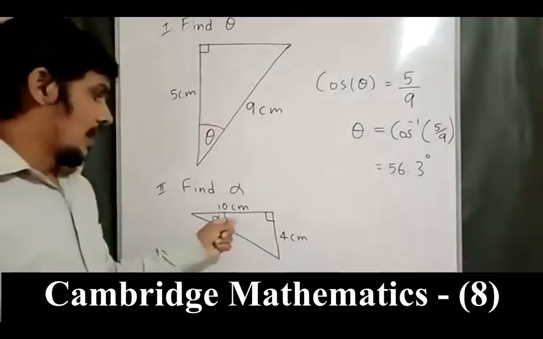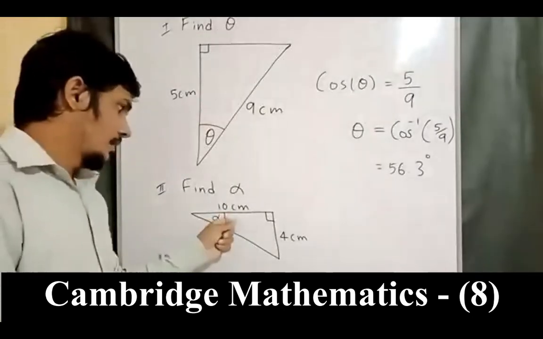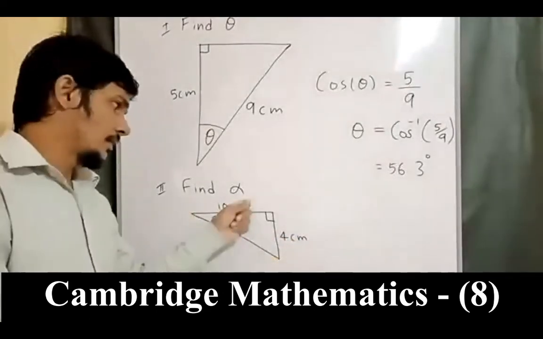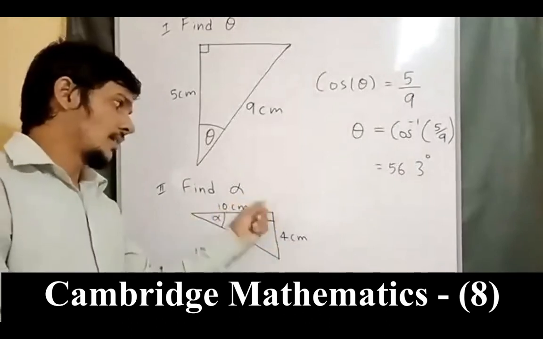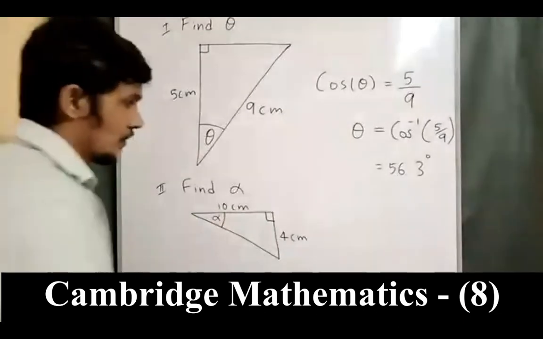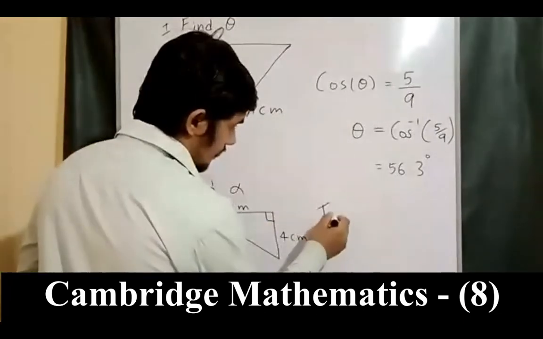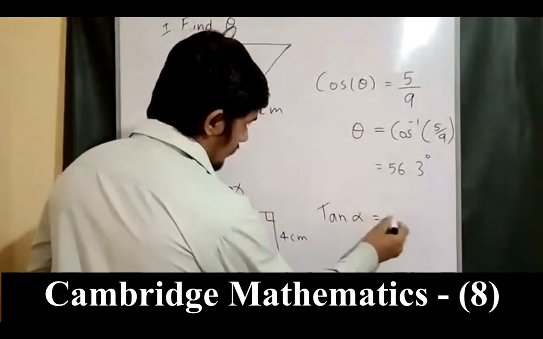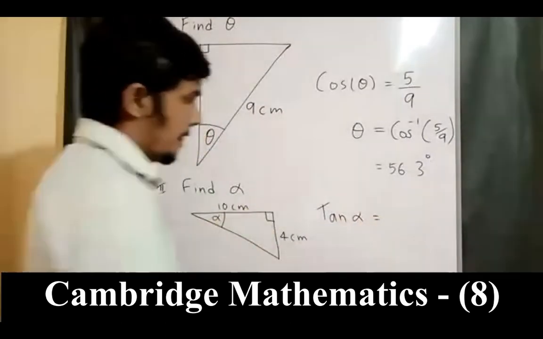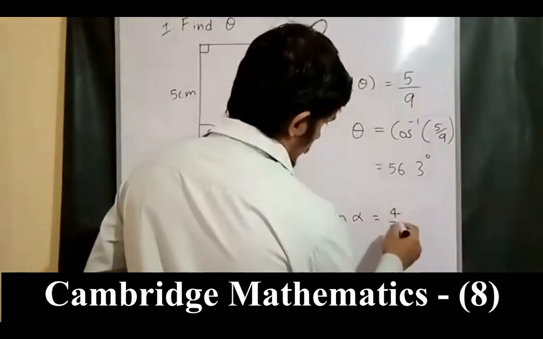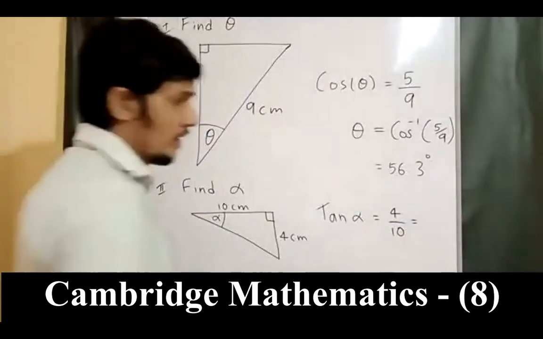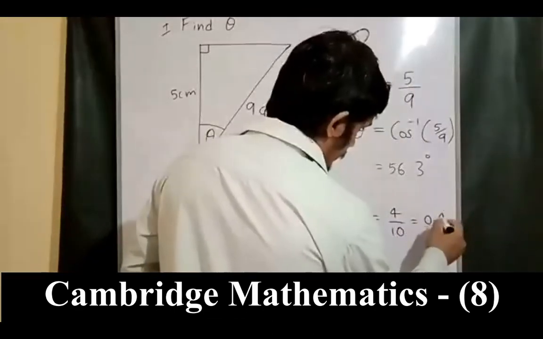So here alpha is there. Then this will be the opposite side, this is the hypotenuse and this will be the adjacent. Then opposite and adjacent are given, so it will be the tangent ratio. So tan alpha is equal to opposite over adjacent, 4 over 10. If I simplify 4/10, which we can do easily, it becomes 0.4.